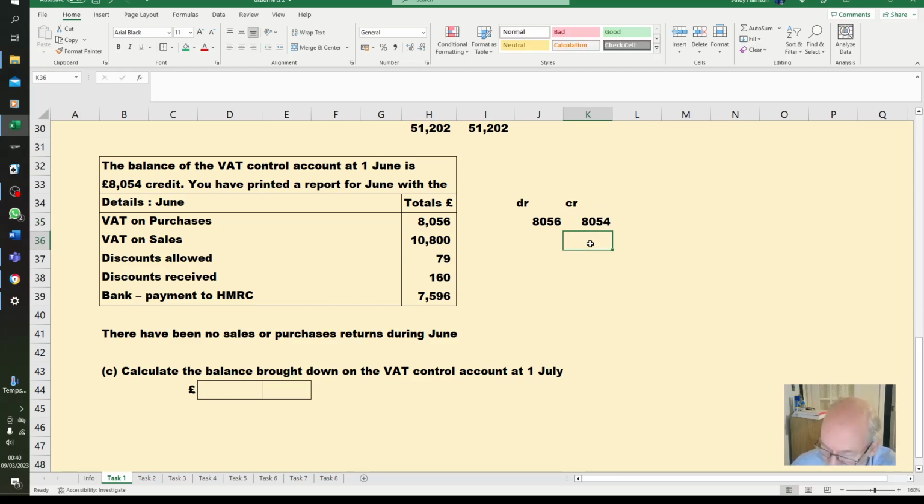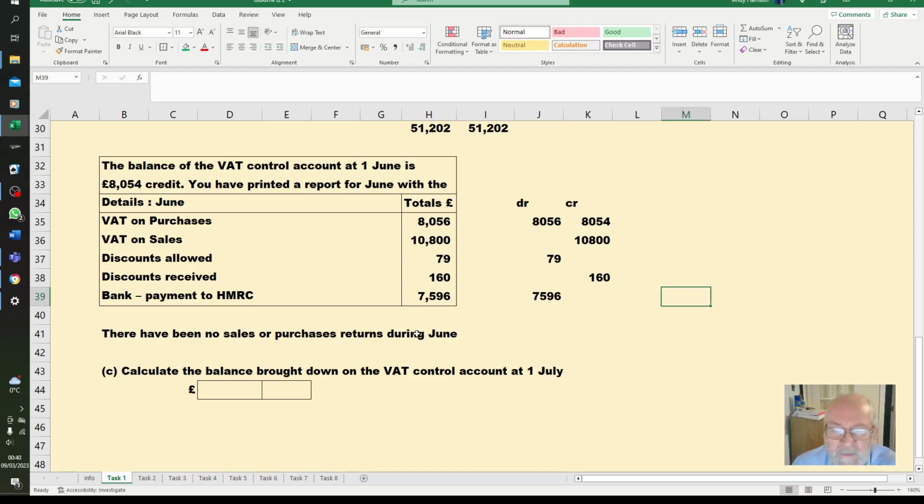Sales are credits. So remember the other way round, whereas the payables was the other entry, this is the same way round as a transaction. So discounts allowed are debits, discounts received are credits. And payment to HMRC, it would normally be that amount, but it isn't quite for some reason, who knows. Credit the bank because it's a payment, debit the control account.